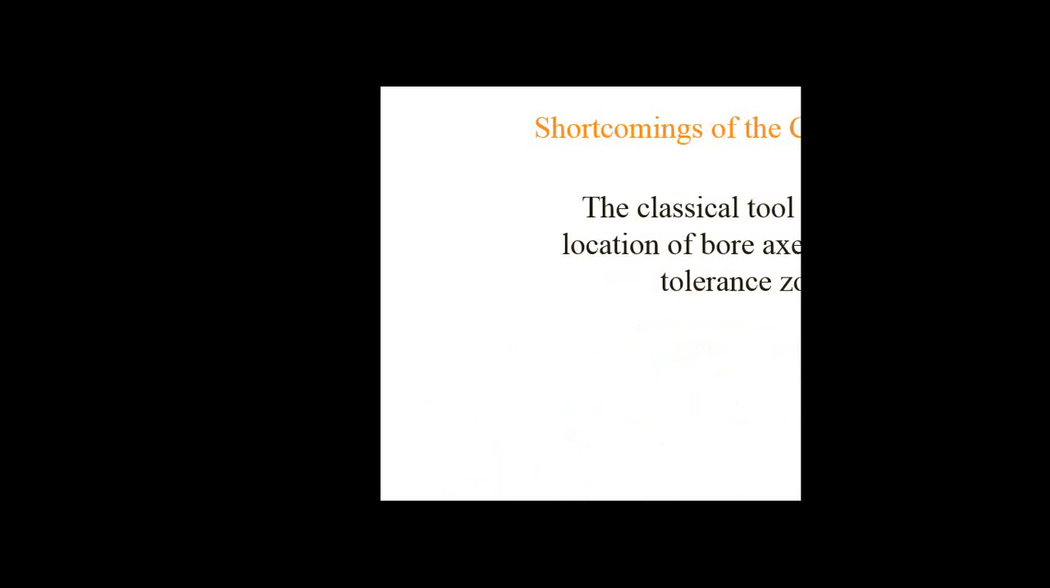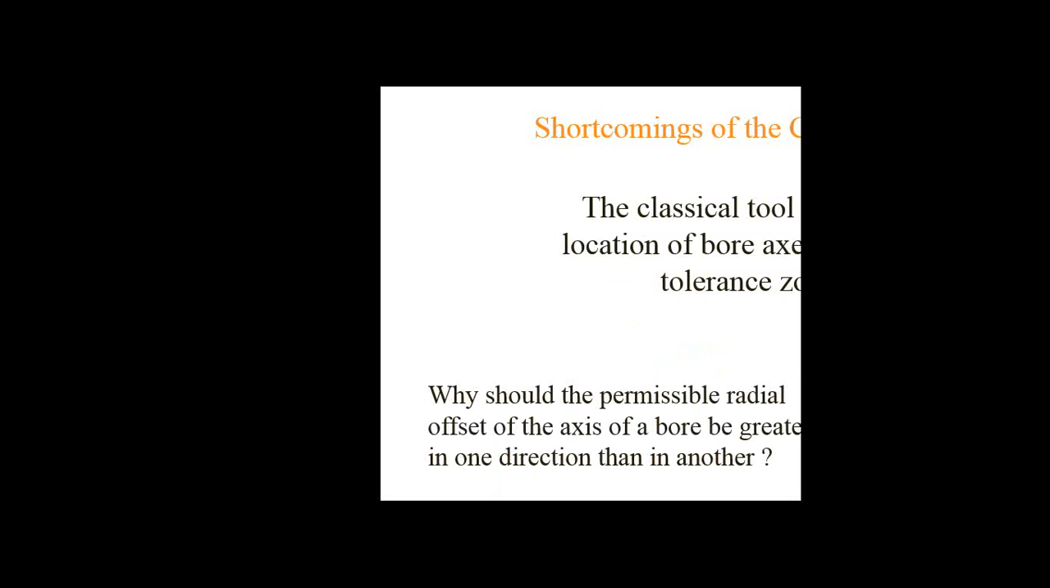Nobody knows, because the classical approach deviates more along a diagonal. If you go for a 0.2 tolerance from the center, it is 0.4. And what about the diagonal? We are not getting 0.4 by 2. This is not 0.2. That is the problem. The classical tool controls the location of the bore axis with a square tolerance zone. Why should we? So why should we go for this classical tolerance zone?